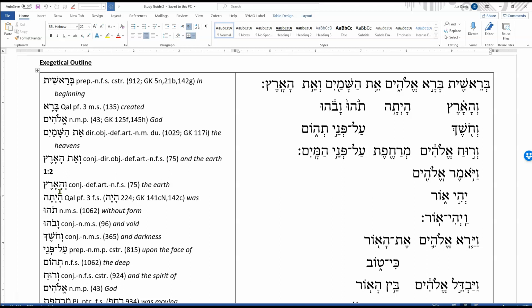Then we have three noun statements. And the earth was tohu vabohu and hoshek. And there is no verb there, so you have to supply the word is, I suppose, or was. And hoshek was on the faces of the tehom.